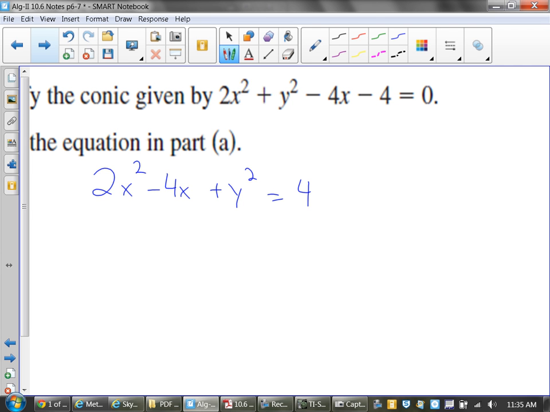Now, what you want to notice is that all of your generic forms of conics with shifts were all written as something squared, which means I need to make a perfect square out of these, which means I have to complete the square.